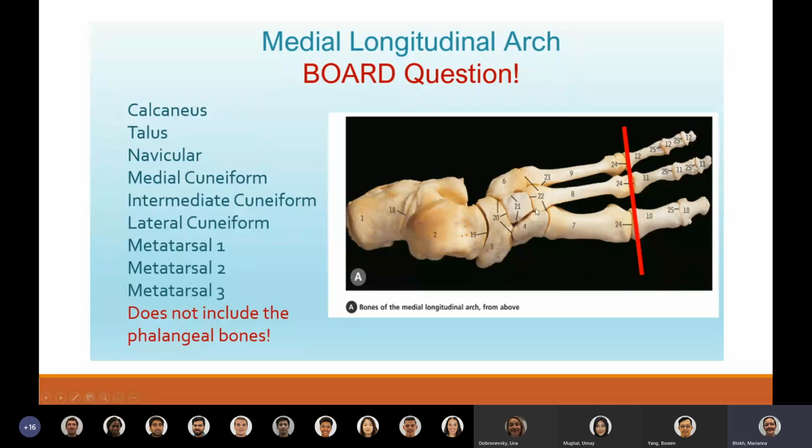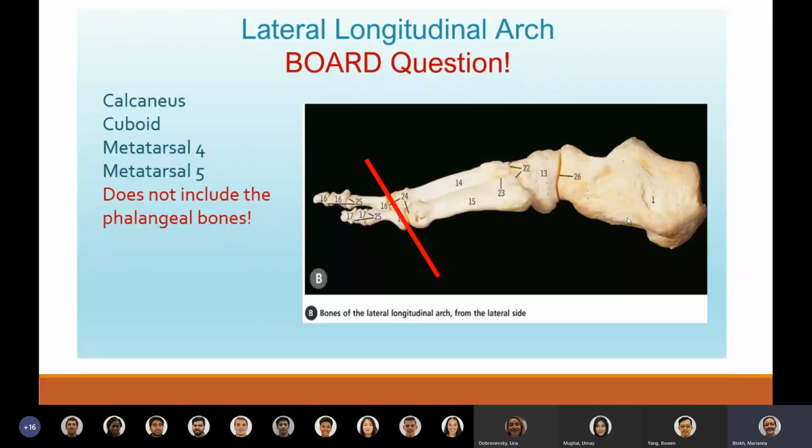So again, this is half a foot, as you can see. I mean, you have metatarsals 1, 2, and 3. We don't have the rest, just to isolate and see what the components of the medial longitudinal arch are. We have the calcaneus, the talus, the navicular, okay? We have the 3 cuneiforms, okay? And metatarsals 1, 2, and 3. So this is from one of your atlases, just to make it simple to remember the components of the medial longitudinal arch. Remember, the medial longitudinal arch does not include the phalanges, okay? For the medial longitudinal arch, it ends at the metatarsal heads, okay?